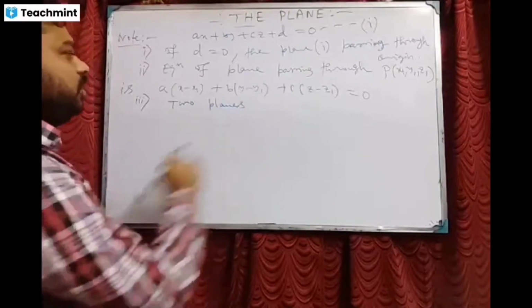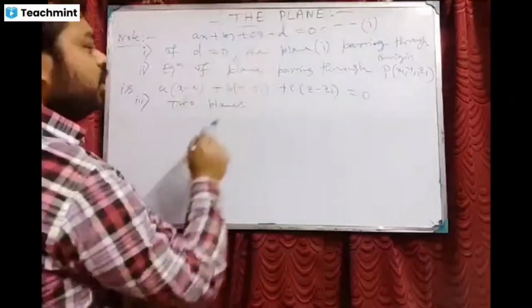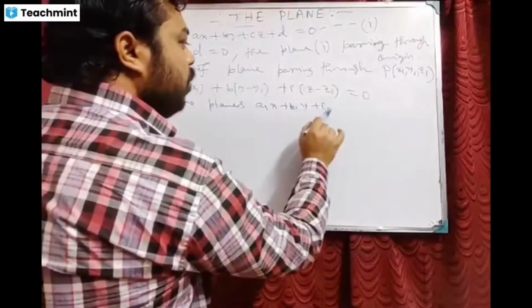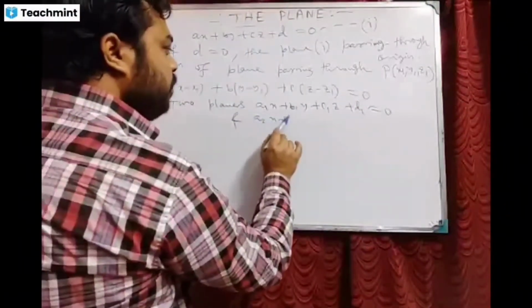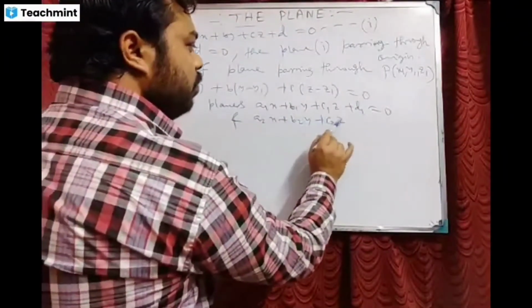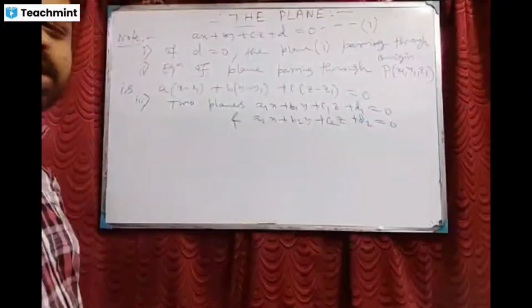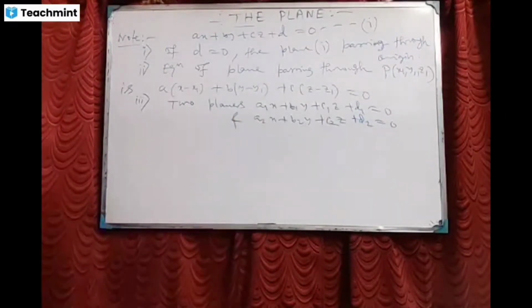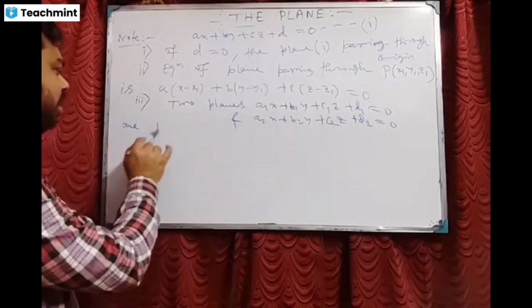দুটো প্লেনের কথা বলছি। সো দুটো প্লেন মানে ডিফারেন্ট কিভাবে হবে? কনস্ট্যান্ট কোএফিসিয়েন্ট গুলো চেঞ্জ হয়। Two planes a1x plus b1y plus c1z plus d1 equals to 0 and a2x plus b2y plus c2z plus d2 equals to 0.